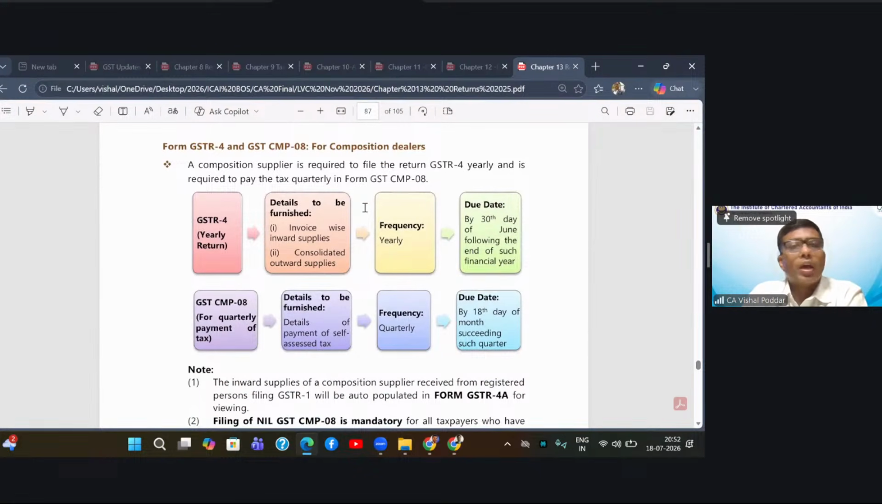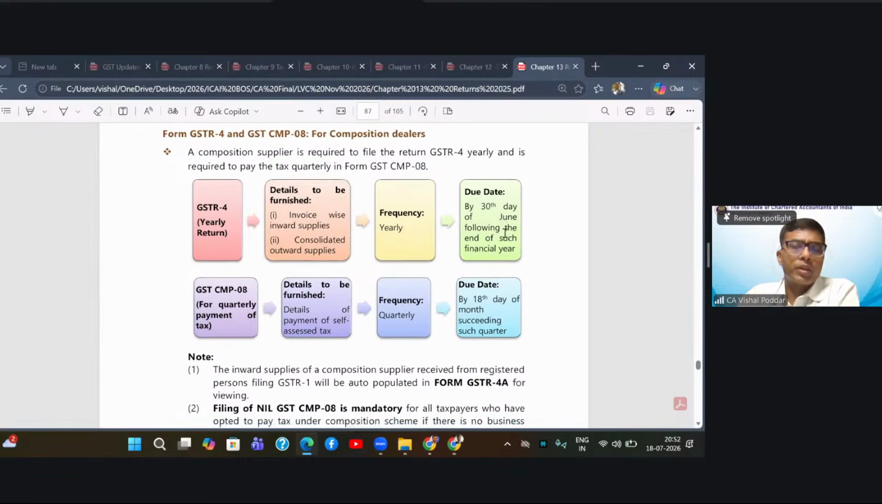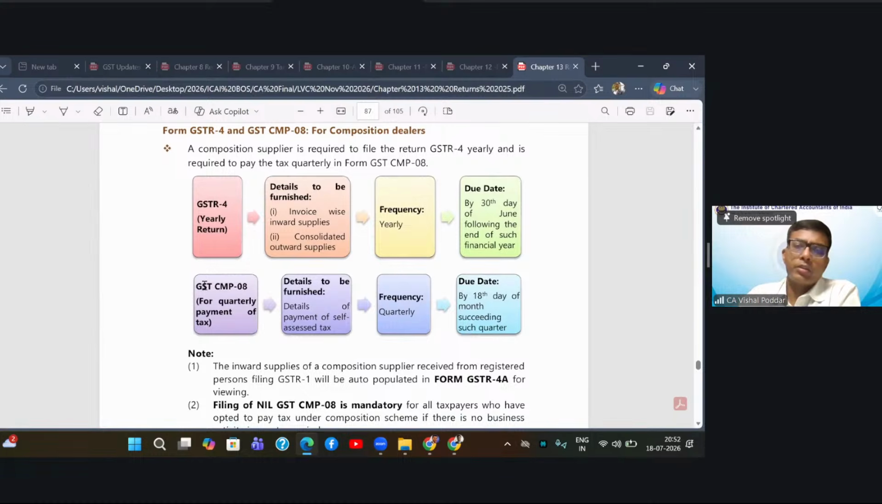Now coming to the other returns. So what are the other returns? So for composition dealer, you have only one return for the year, which is GSTR 4. So this is yearly return. What details are to be furnished? Invoice wise inward supplies and consolidated outward supplies, filed yearly after the end of the year by 30th day of June. So after the year ends, you can file it by 30th of June.